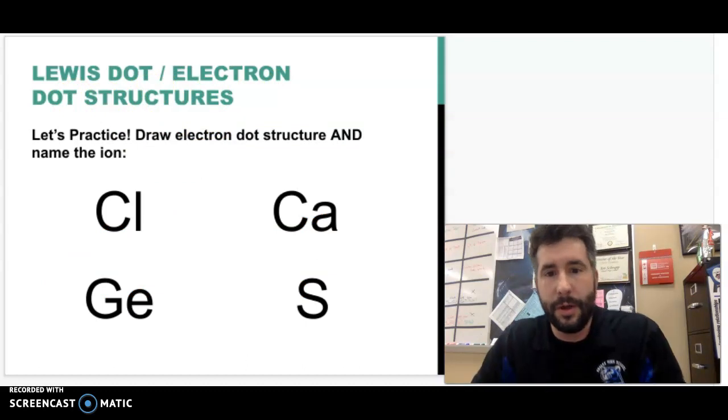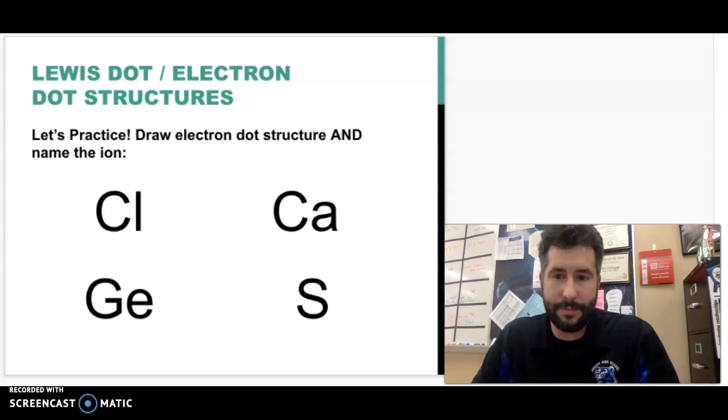So here, try a couple. Take a quick look at your periodic table and figure out how many dots to put on each one. How many valence electrons? Pause the video and try it.